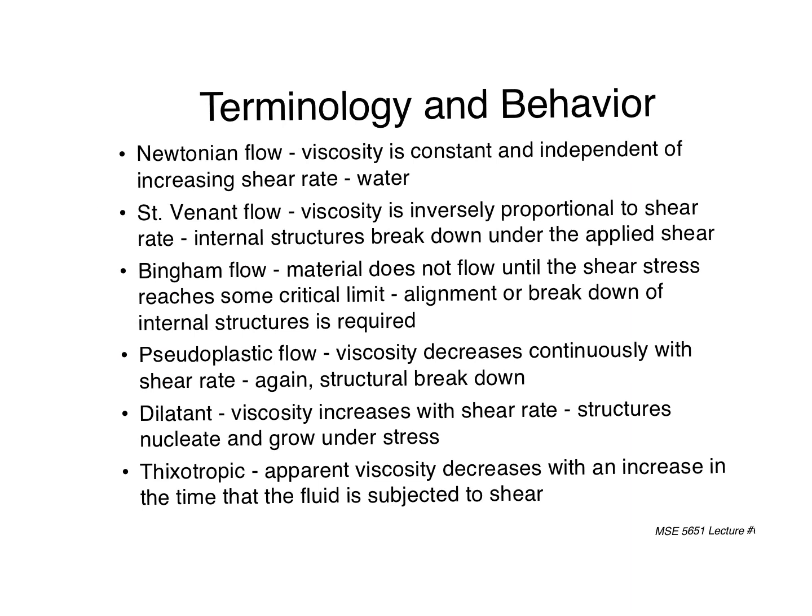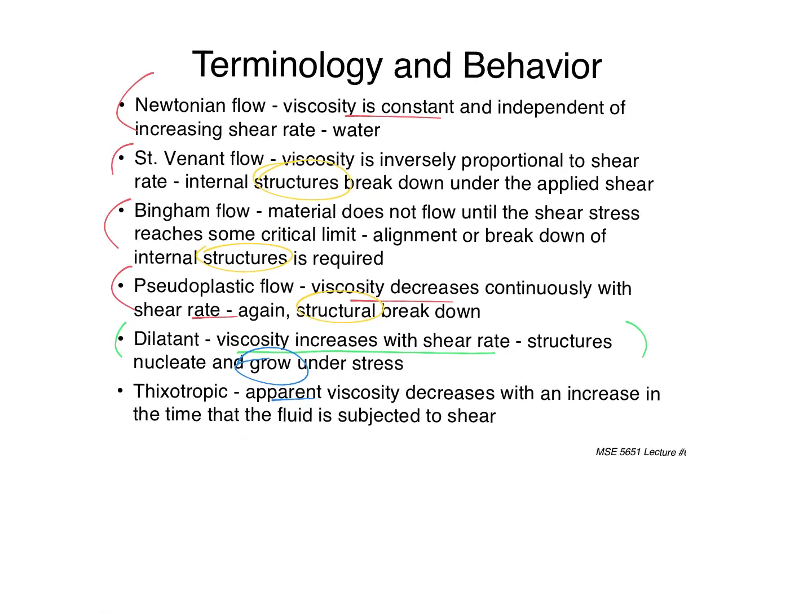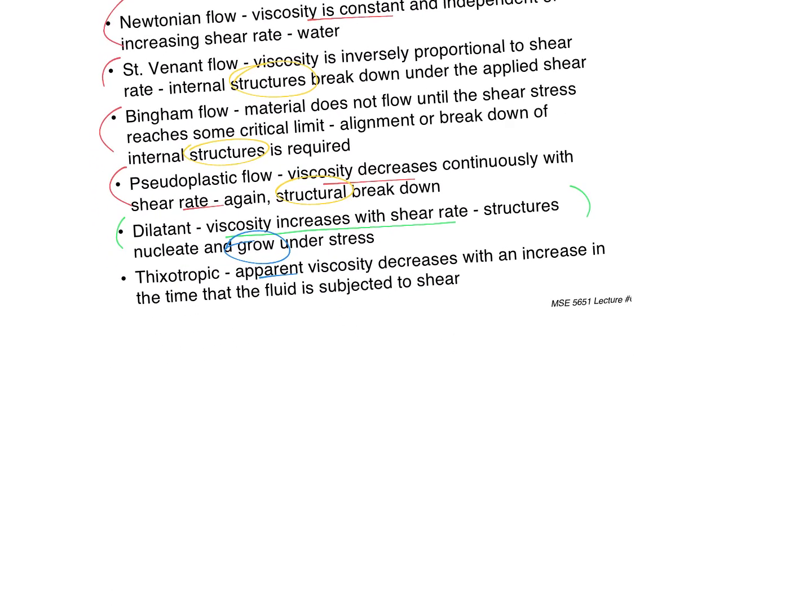All right, so we just talked about this already. Newtonian flow, constant. St. Venant flow, Bingham flow, pseudoplastic flow. We see viscosity decrease with shear rate. And then the converse case, dilatant, the viscosity increases with shear rate. And so what we have in both cases is structures that exist that break down in one case, and in the other case they can grow. All right, and we're going to talk about those structures. And the thixotropic is also another example of this behavior.